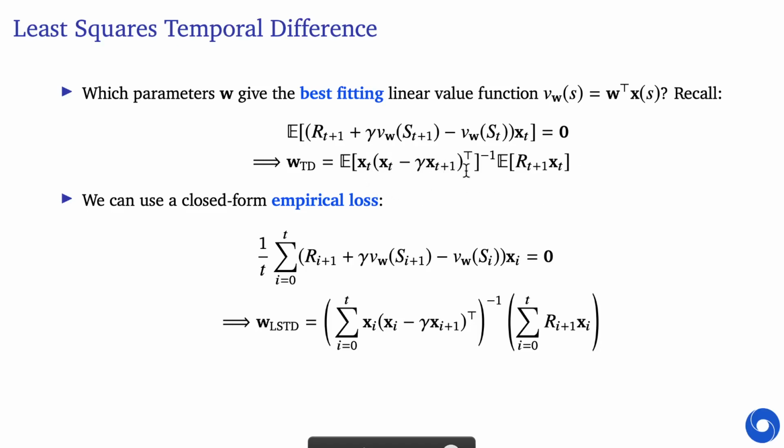So we have a matrix, number of features by number of features, times a vector, number of features. And that will give us a weight vector. This is also the number of features large, which fits with the linear function approximation, of course.